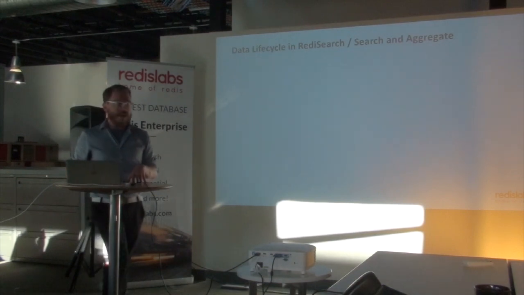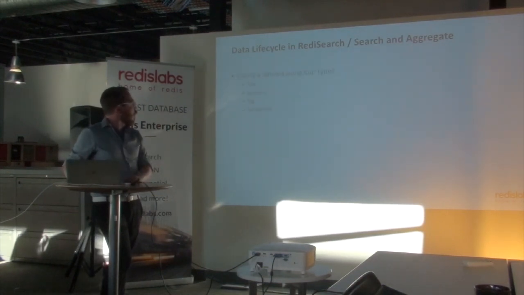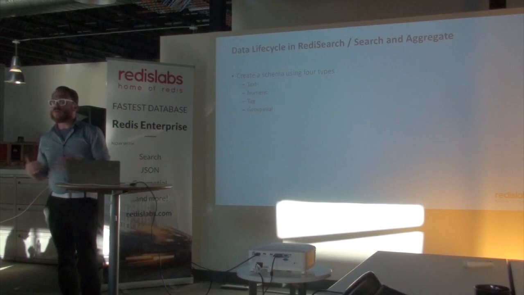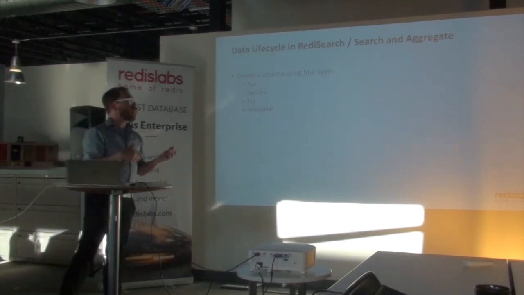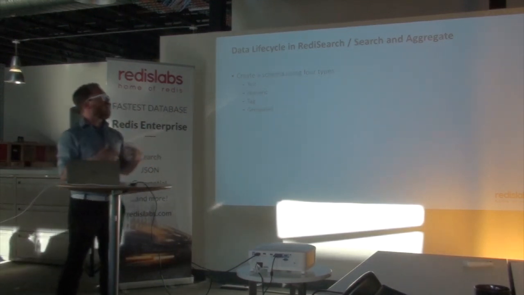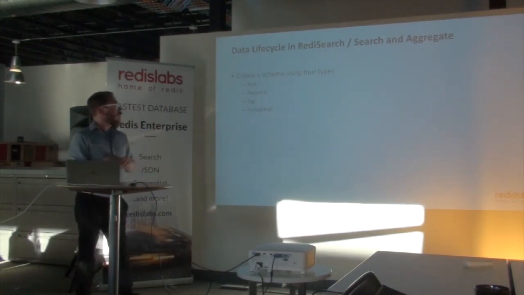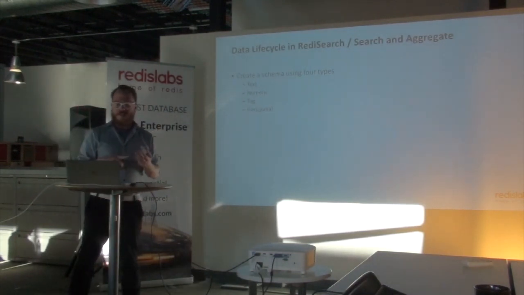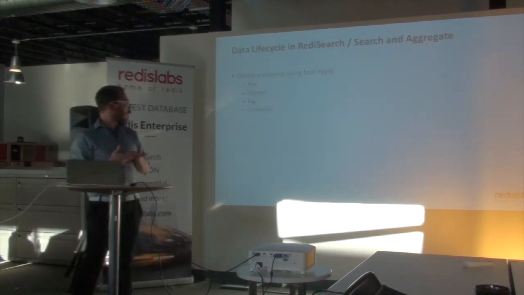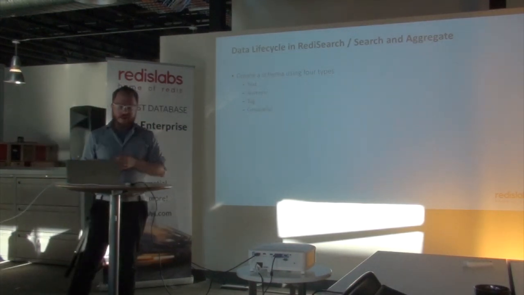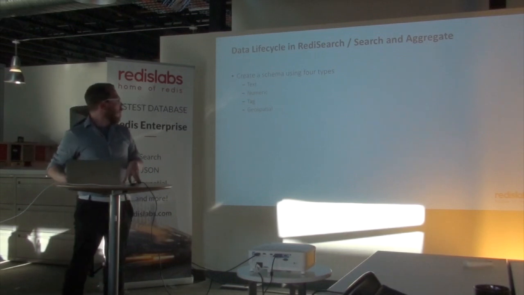So just the data lifecycle and search and aggregation. You create a schema, which is pretty normal. Now the one thing that you have to understand, Redis is a NoSQL database. Most of the time you don't create a schema, and it makes it unique because you create schemas here. And you have 4 different types that you can use: numeric, text, tag, and geospatial. They're all kind of like first-class citizens here, so you can do anything with all of them.